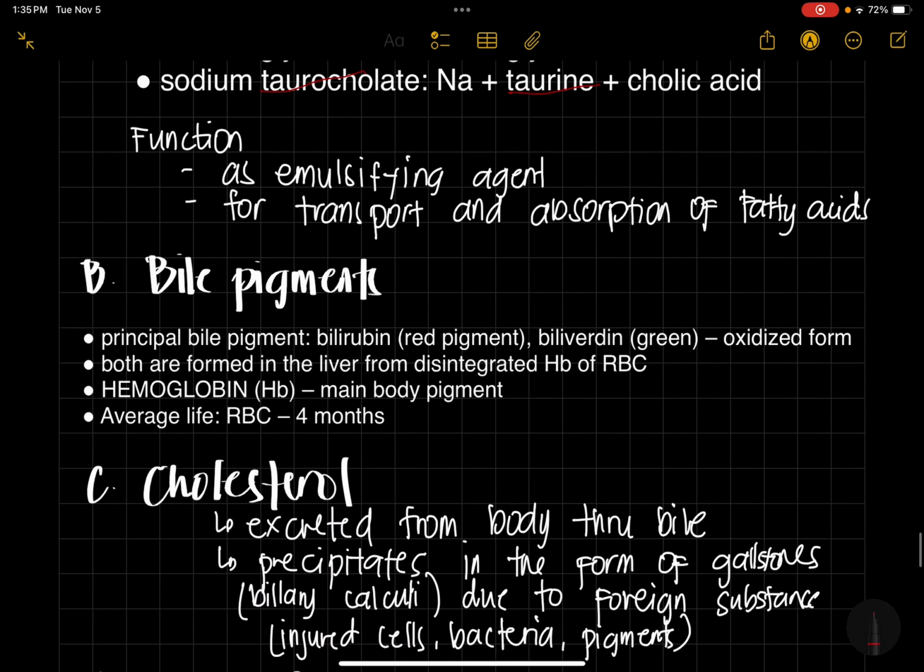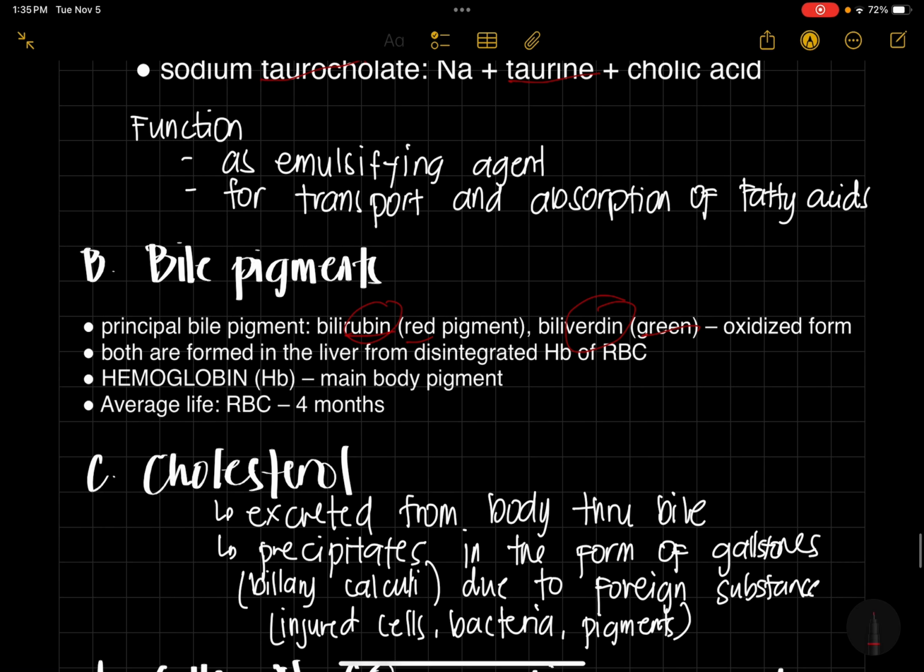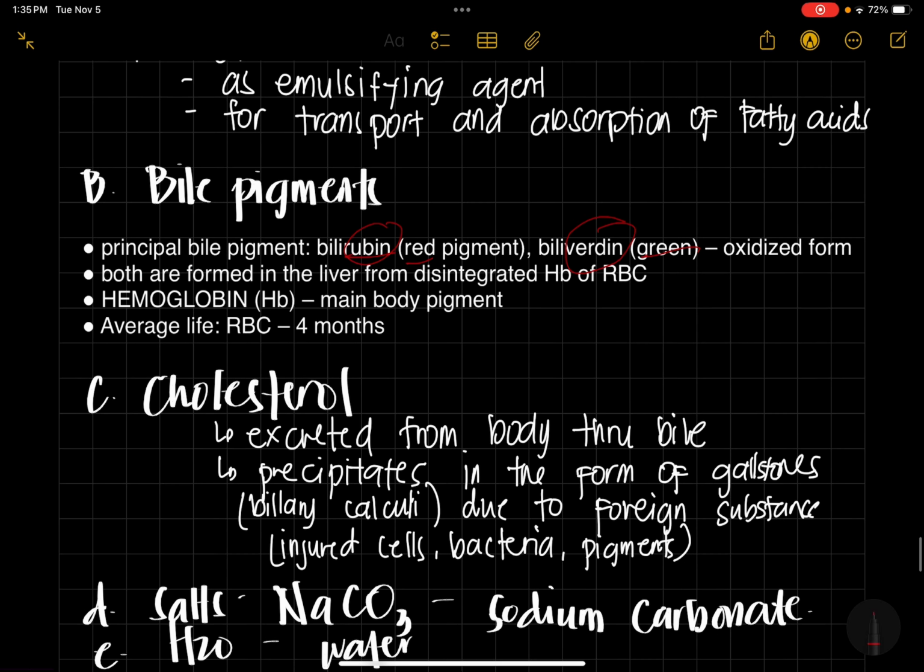So we have bile pigment. Principal bile pigment, bilirubin. Ang green pigment, biliverdin. Verdin is verde, green. Bilirubin, red, rubin. In oxidized form, both are formed in the liver from disintegrated Hb of RBC or red blood cells. Hemoglobin, main body component, average life of our red blood cells is 4 months only.